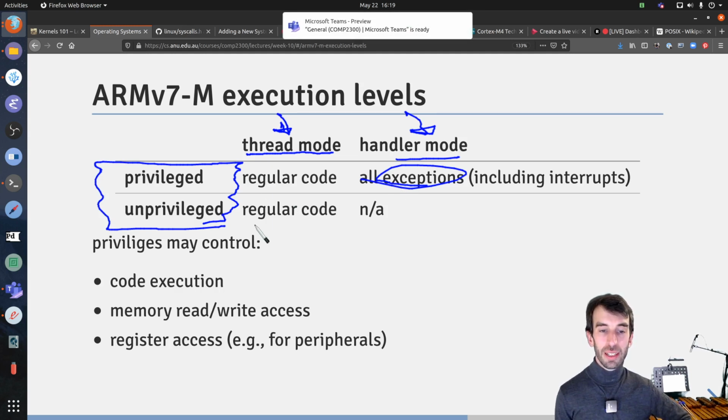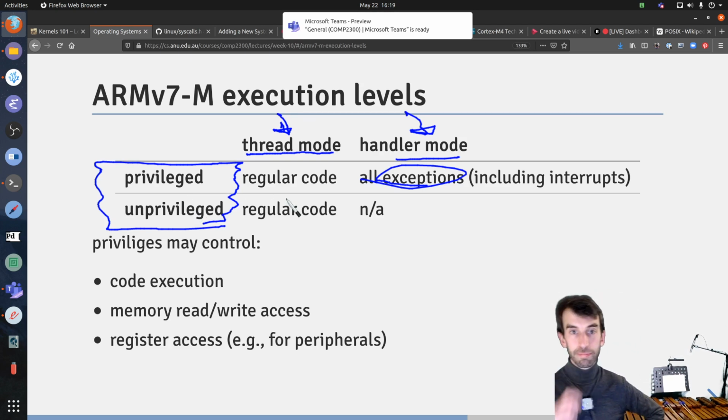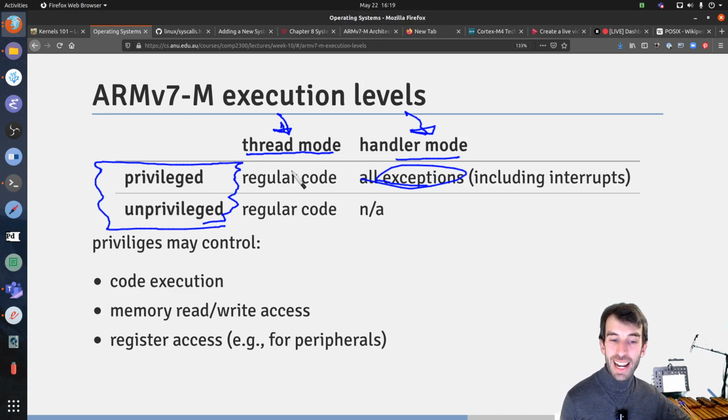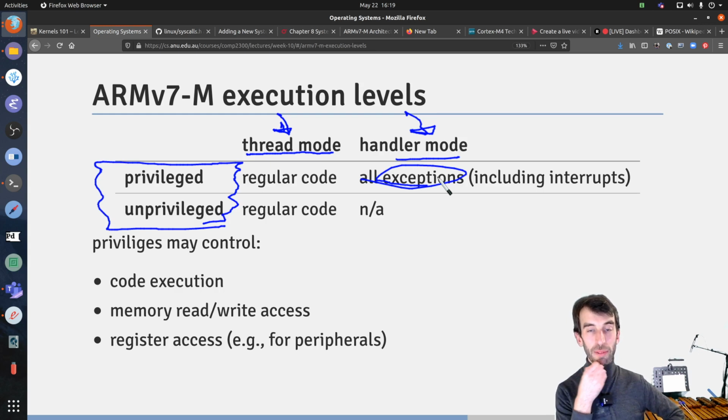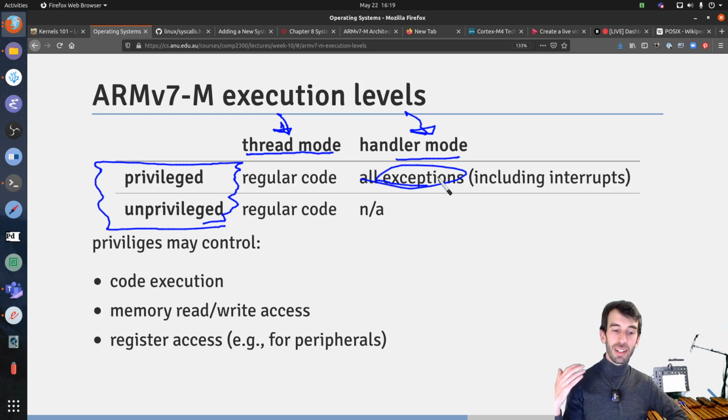Regular old code can either be running in unprivileged mode or privileged mode. The only way to change whether regular code is in unprivileged or privileged mode is to be in the exception handler. So the exception handler can say from now on you're in privileged mode, even though you're running regular code, and then the code will continue. Once you're in privileged mode, you can control some things like what code is going to be executed, have control over memory reads and writes, and in particular access to memory mapped peripherals.